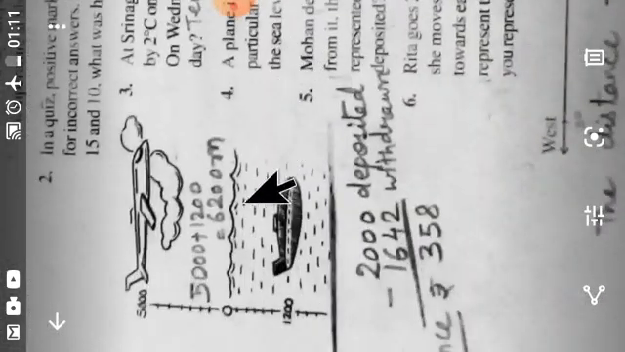Now see, it is given in the picture that this is the sea level, this is the plane, and below there is the submarine, and this plane is flying above the sea level. Above it is 5000 meter above, and below the sea level the submarine is at 1200 meter. Now what we have to do? We have to find the total vertical distance. So we will add these two, above the level and below the sea level. So it will be 5000 plus 1200, it will be 6200 meter.